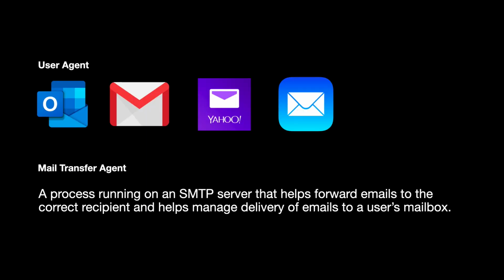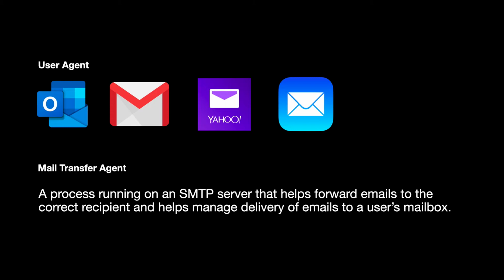Now, some terminology that may be useful to understand before we take a deeper dive. Firstly, a user agent. This is the application you use to send and receive electronic mail. This could be Outlook, Mozilla, Gmail, anything. A mail transfer agent, also known as a message transfer agent, is a process running on an SMTP server that helps forward emails to the correct recipient and helps manage delivery of emails to a user's mailbox.